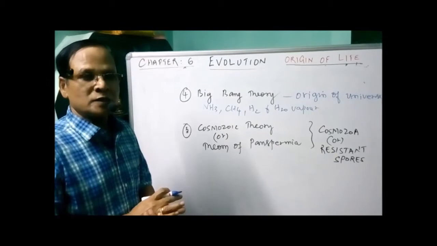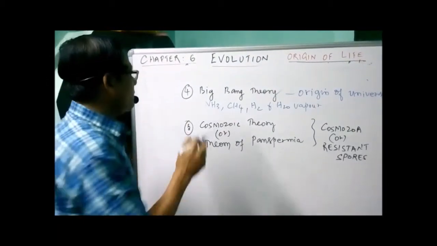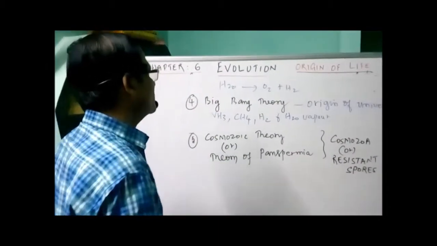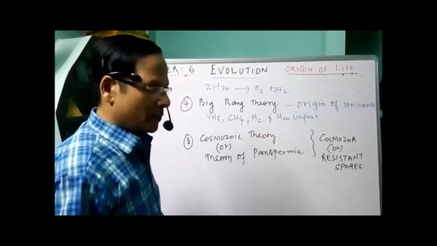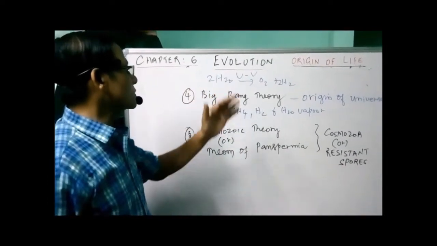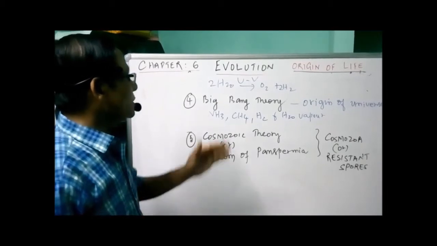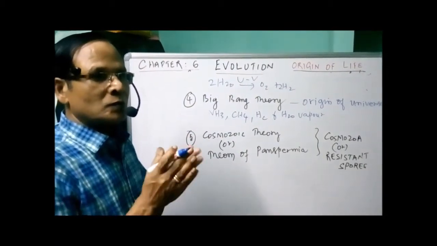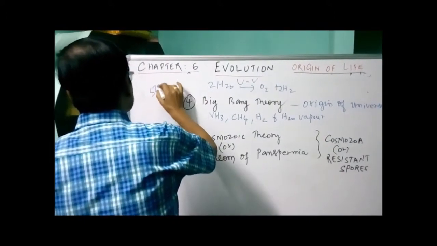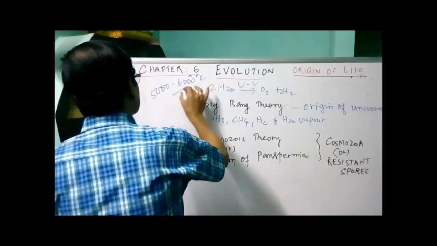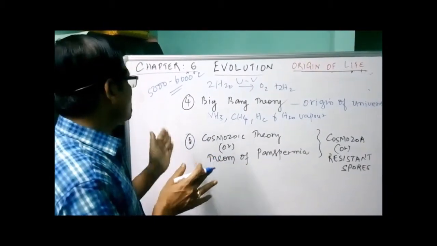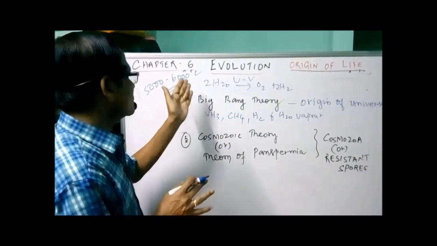Now we have energy in the form of UV radiations. The UV radiation split water molecules into oxygen and hydrogen. The UV rays were the sources of energy responsible for breaking a molecule of water to form oxygen and hydrogen. I already mentioned the water vapor. The climate of the primitive atmosphere was extremely hot, with a temperature of about 5,000 to 6,000 degrees Celsius.